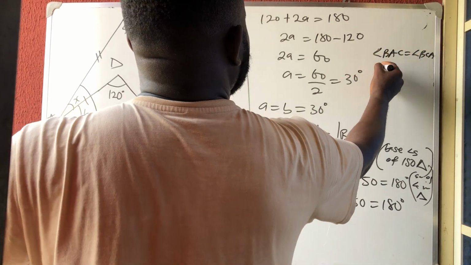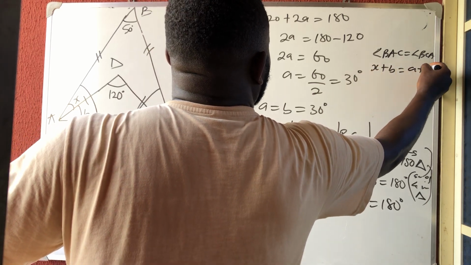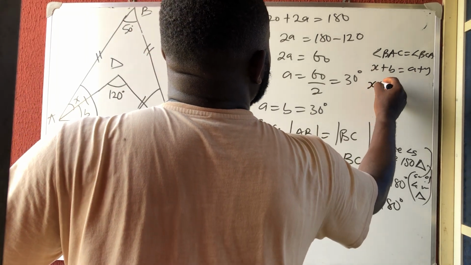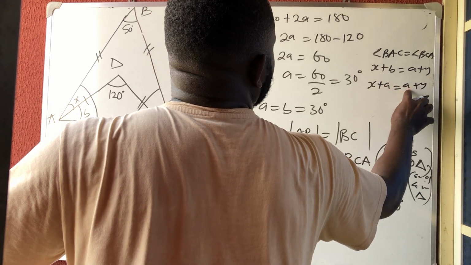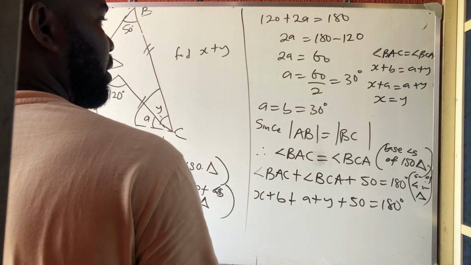So BAC is what? X plus B, which is equal to A plus Y, okay? And A and B are the same thing. So X plus A is equal to A plus Y. So this minus this is gone, and automatically X is equal to Y from that place. X is equal to Y.